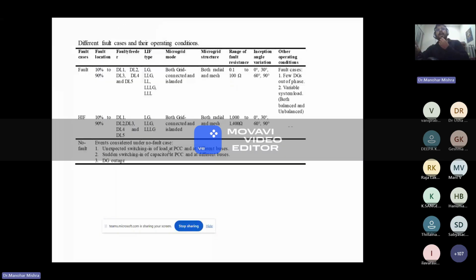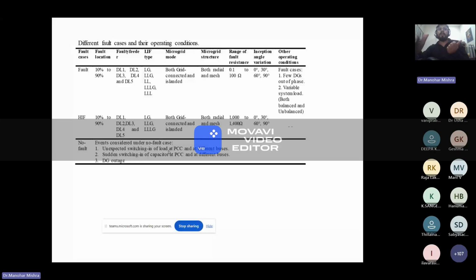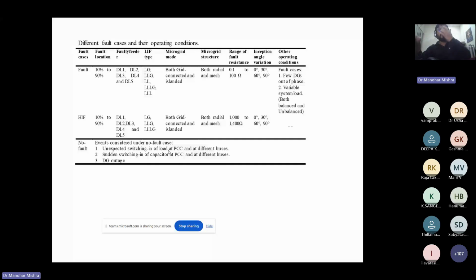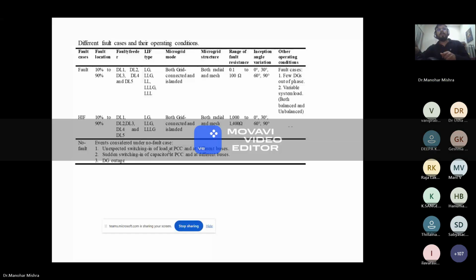Then the faults we have taken are of different types. The fault occurs at 10% of the line, 20%, 30%, up to 90% of the line, with different variations of inception angle, and for both grid connected and islanded modes. We also generated high impedance faults, from 10% to 90% of fault location, where the resistance value was changed from about 1000 to 1400 ohms, a high resistance value, and the inception angle was also changed. So these are all the possible conditions.